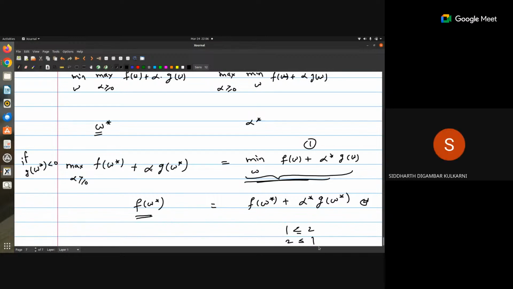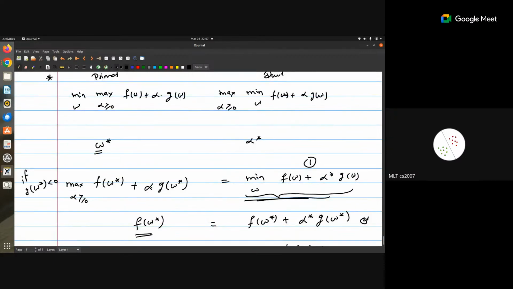2 will be less than 1 because W star is minimizing the value of the function, right? Yes, sir. Okay, so this alpha star, we have found the solution from the dual problem. In that case, alpha star was the maximum, which means we have chosen that maximum alpha, which is actually minimizing this value.